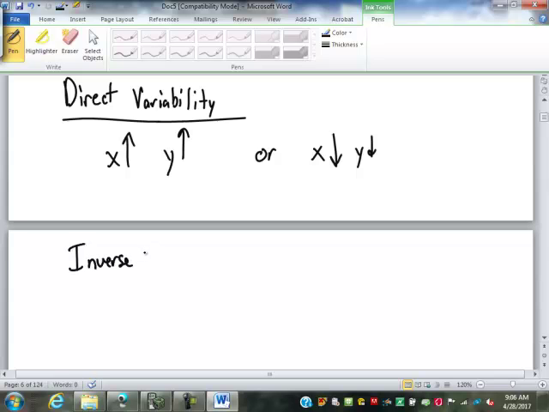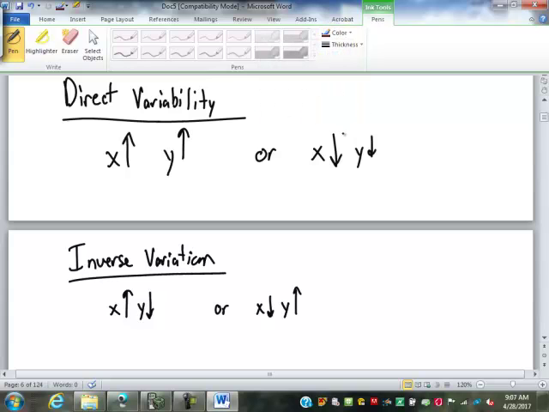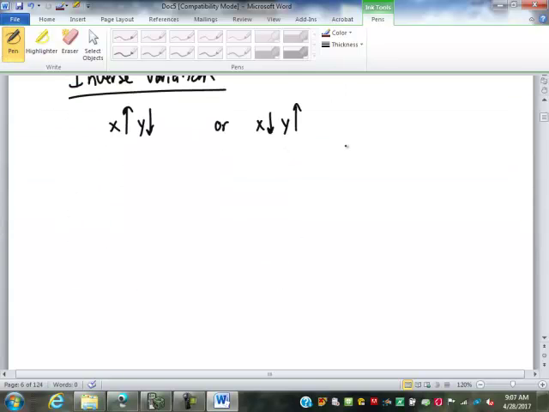Inverse variation, or variability, what we're saying there is if x gets larger, the other value has to get smaller. Or, again, the other way around. If x got smaller, the y value would have to get larger. So kind of a balancing act. So let's focus in on that direct variability, or direct variation.